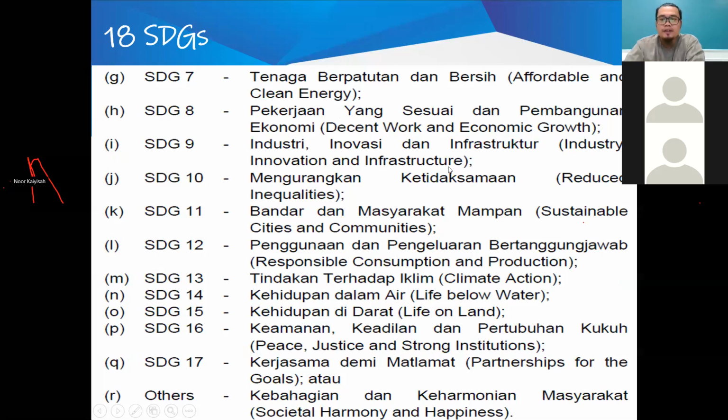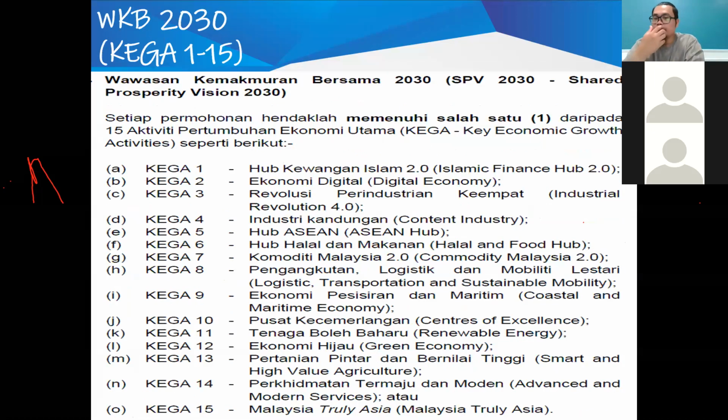Number 9, industry, innovation, infrastructure, reduced inequalities. 11, sustainable cities and communities, responsible consumption and production, climate action, life below water, 15, life on land, 16, peace, justice, and strong institutions, 17, partnership for the goals, and others, societal harmony and happiness. Based on your title, which numbers of SDG? In this part you can highlight the SDG in your research background, so we can know that this topic covers SDG number 8, and see how it contributes not just locally but internationally also.